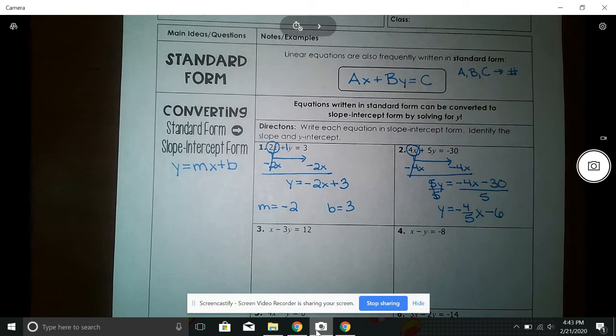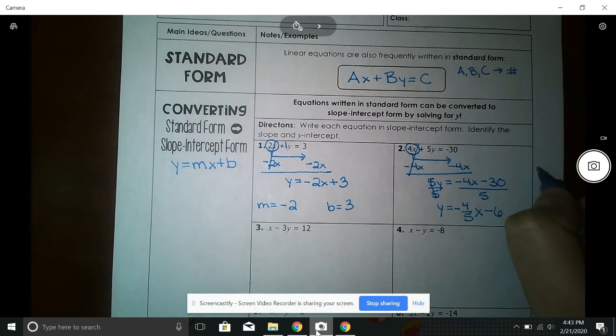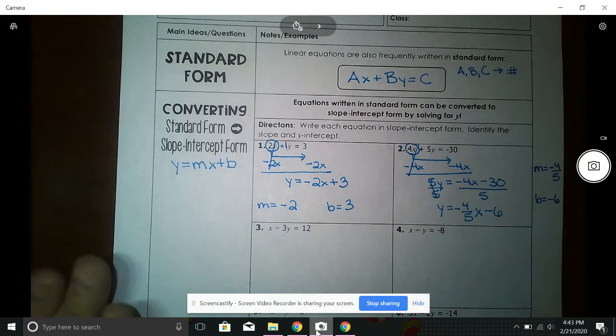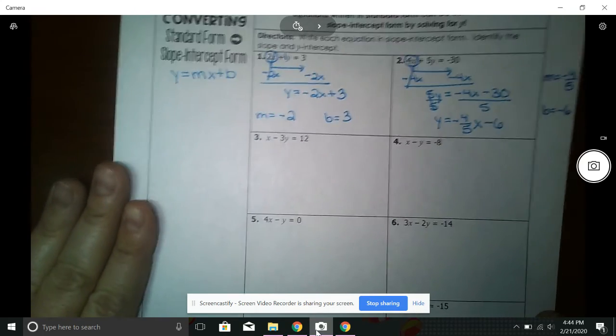Now this equation is in the format of y equals mx plus b. The slope is negative 4 over 5, and the y-intercept is negative 6. Let's do a couple more. Let's skip down to number 5.